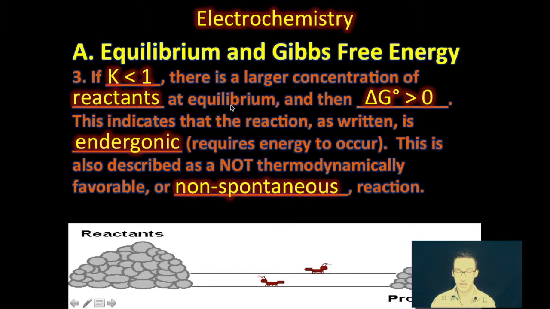So if your K value is less than 1, there's a larger concentration of reactants at equilibrium, and therefore your Gibbs free energy change is going to be greater than 0. What this implies is that your reaction, as you have it written, is endergonic. That's a key word there, endergonic. It requires energy to occur.